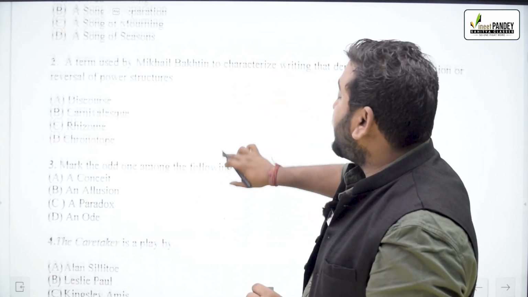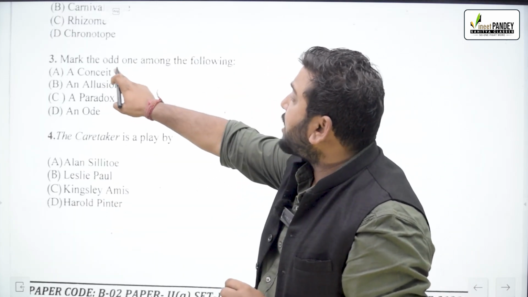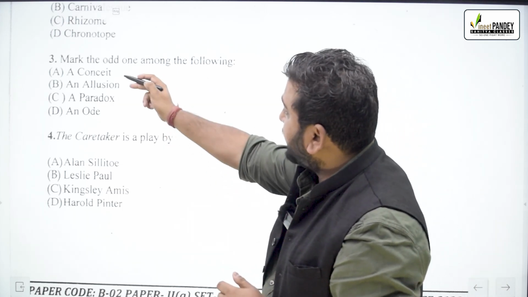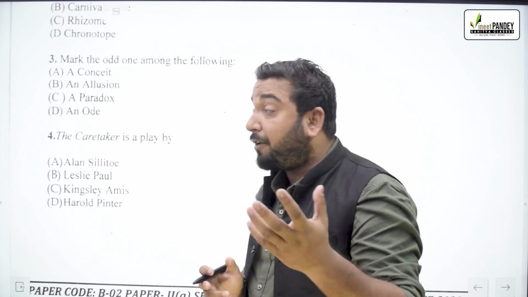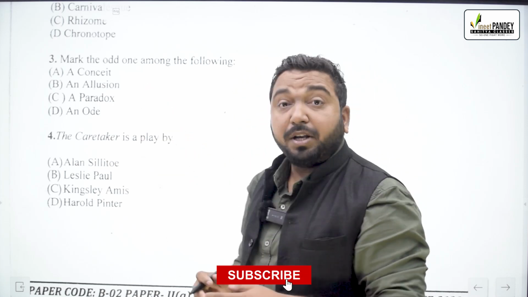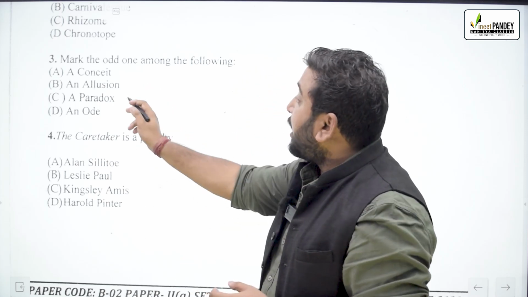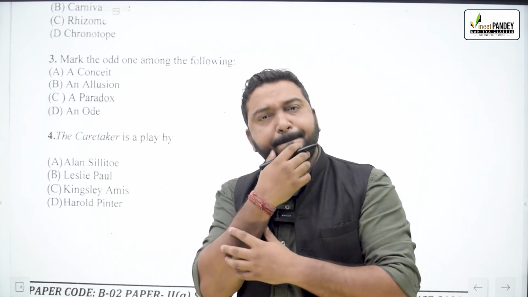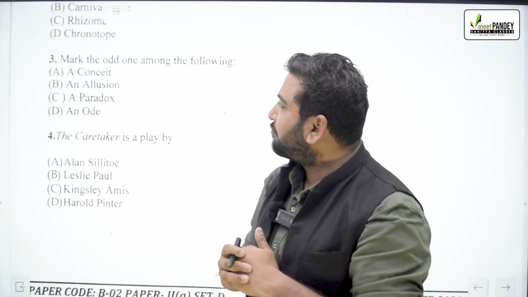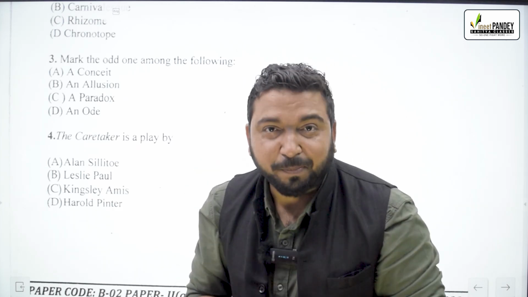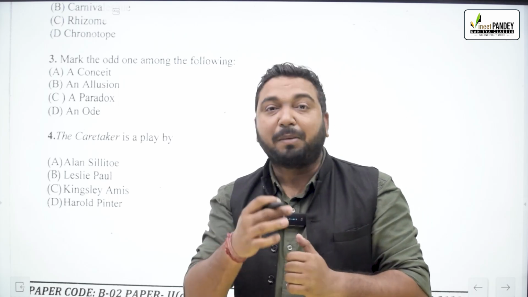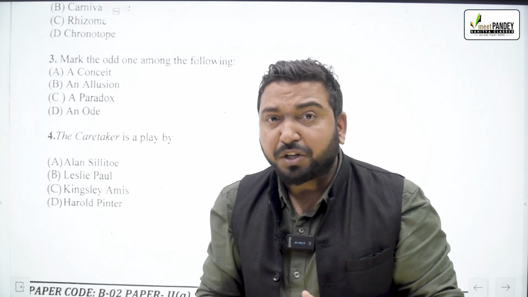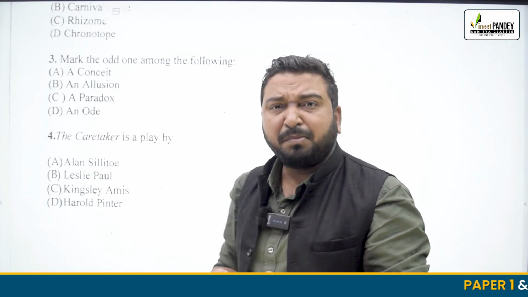Now, the next one we have is: mark the odd one among the following. Odd one. Conceit, used in metaphysical poetries, a far-fetched imagery. Allusion, a state of confusion. Paradox, when two things are opposite. Ode. Which should be the different one? When I was solving this paper in front of my offline batch students, one of them answered something in a hurry. When you find these kind of questions, it looks like a small question, it looks like a simple question.